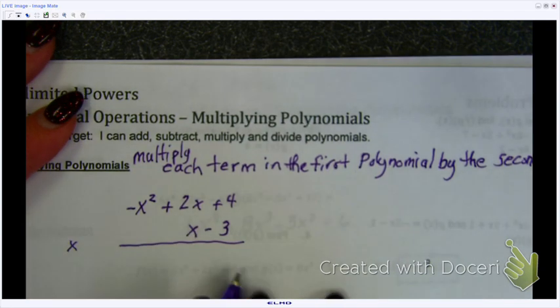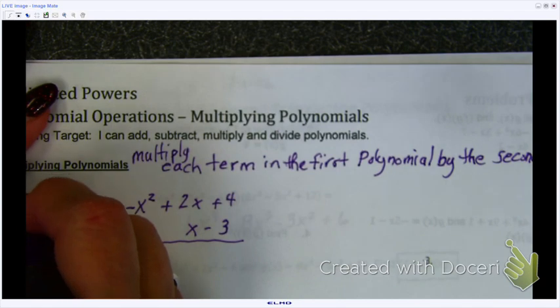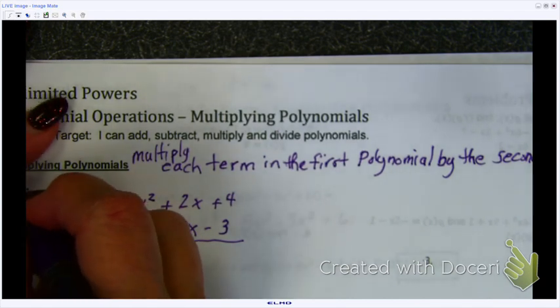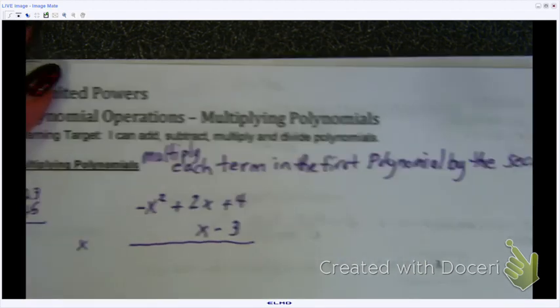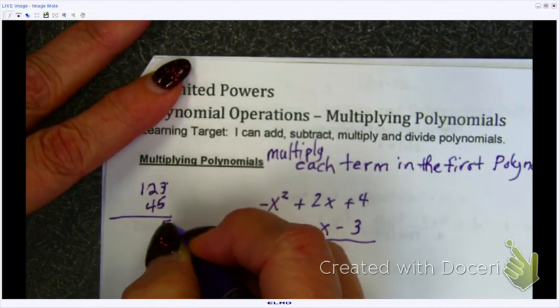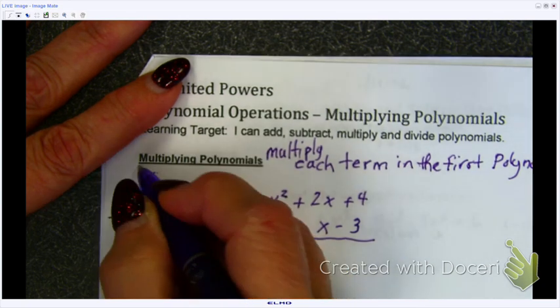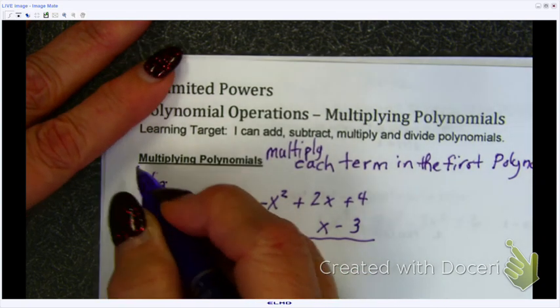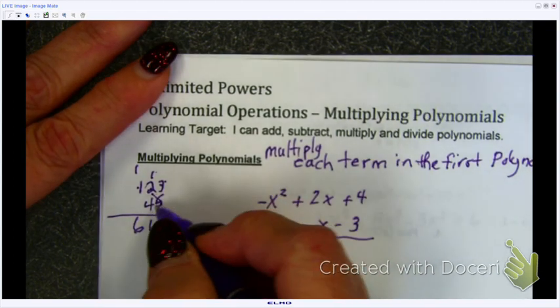If you do it this way, and I've already shown you this earlier this year, you multiply it in the same way that you did back when you did numbers. Like if you multiplied 1, 2, 3 times 4, 5 back in elementary school, you would multiply the 5 times the 3 and get 15, 5 times the 2 and get 10, and add the 1, which is 11. 5 times 1 is 5, and you carried the 1, so that's 6. Then you did the same thing with the 4.